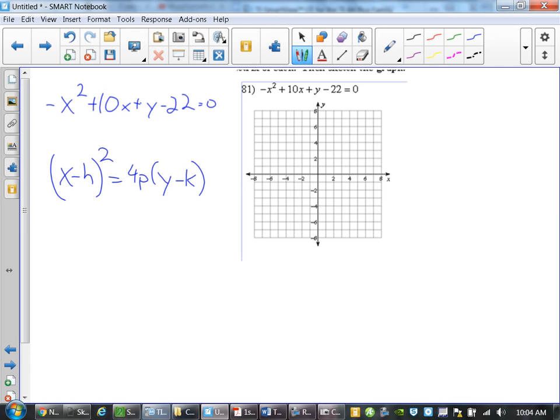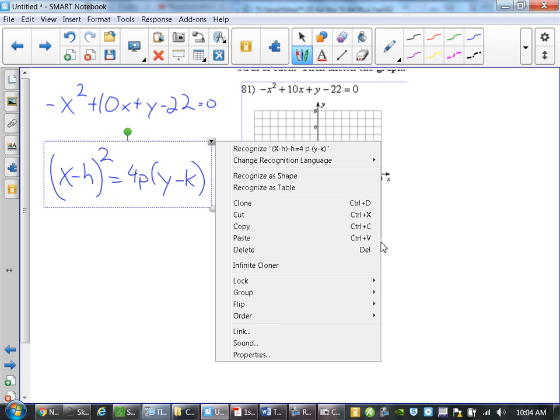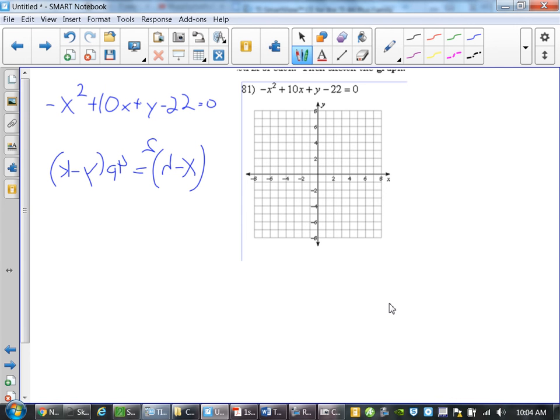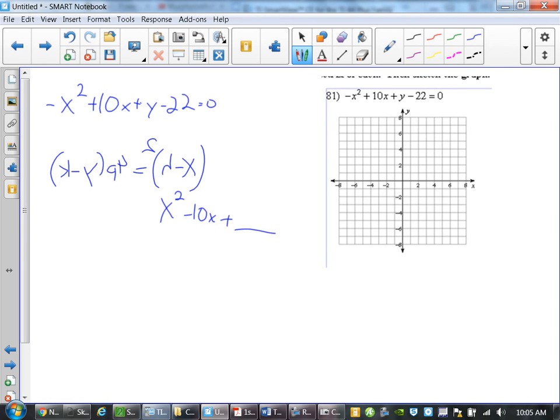What I'm going to do is send the x squared and the 10x to one side and keep the y minus 22 on the other. Okay? So I'm going to get basically this in reverse. I'm going to put the x squared on the right. Okay? So I do the complete the square.